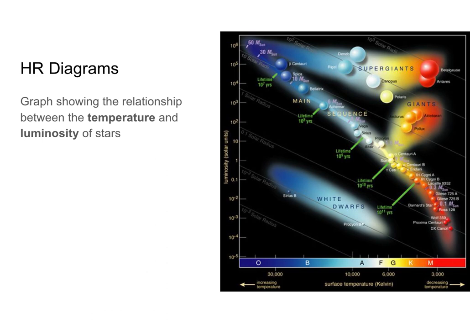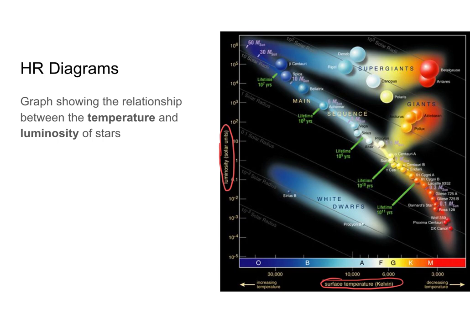So to the right here is an example of an HR diagram. An HR diagram, as you can hopefully see, shows the relationship between the temperature of a star on the x-axis and the luminosity of a star on the y-axis. Now, typically, when we look at luminosity, we are measuring that in solar units. So each number that you see on the y-axis, we want to multiply by the mass of the sun to get the actual luminosity.